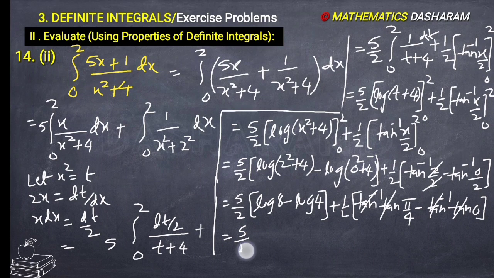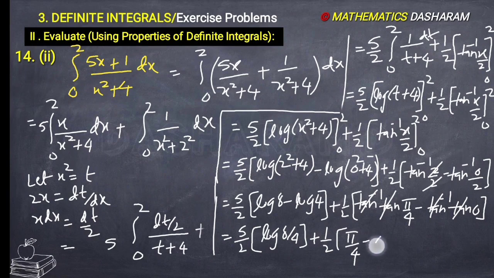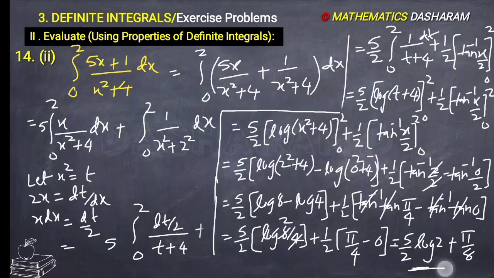So 5 by 2 log 8 minus log 4, which is log 8 by 4, plus 1 by 2 bracket of pi by 4 minus 0. Here 4 ones are 4, 4 twos are 8, so it is equal to 5 by 2 into log 2, plus 1 by 2 into pi by 4, which is pi by 8. So this is our required answer.